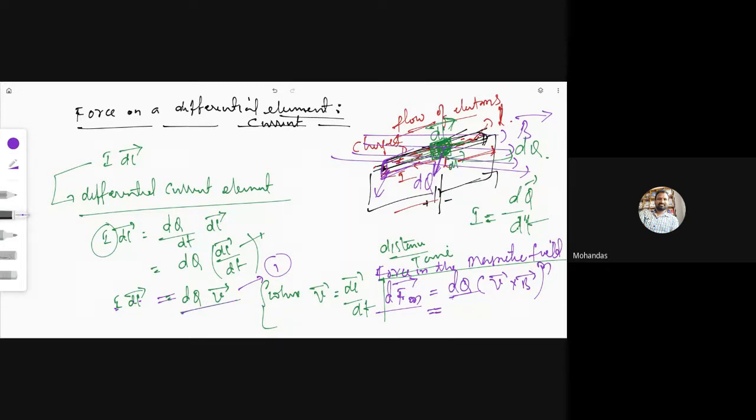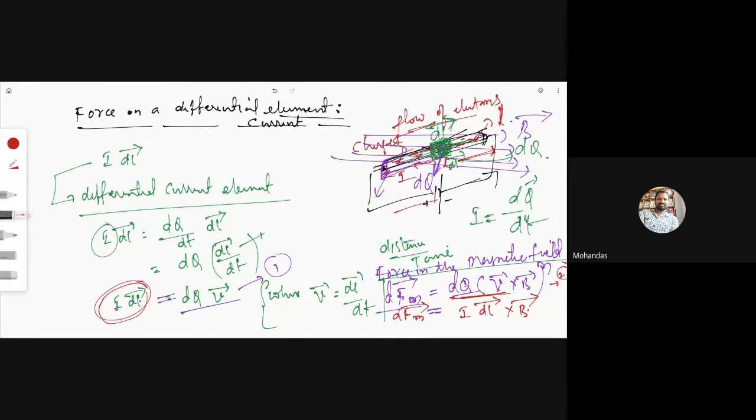Okay, now see this dq into v. Let us say this is equation 2 and this is equation 1. From 1 and 2, can I replace this dq into v by Idl cross B? Instead of writing dq into v, what I have written? Idl. So Idl cross B, that is dFm.